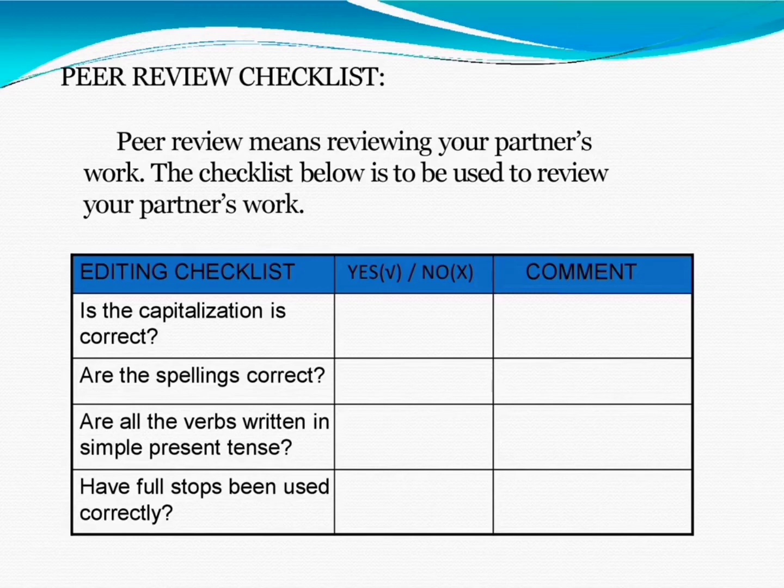Here also some questions are given, so you need to check whether your partner wrote correctly or not. The first one is, the capitalization is correct. Check whether your partner put capital letters properly, whether he used any small letters in place of capital letters. If it is yes, put yes, if no, put no, and give your comments in the comment box.